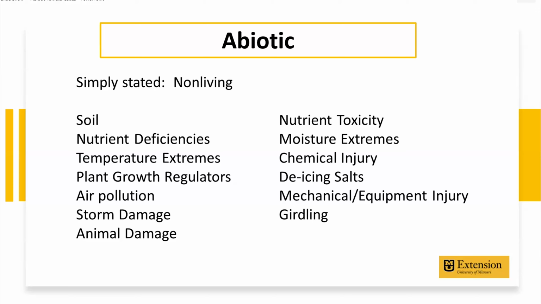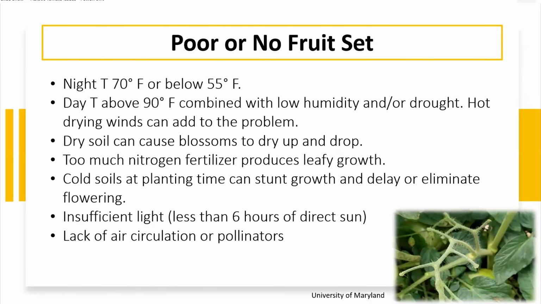So let's look at some of these different types of issues, or actually disorders, that are occurring that are abiotic that we're probably seeing in our tomatoes as of right now. So we can have a lot of poor or no fruit set, and there's multiple reasons as to what that could be. We could have nighttime temperatures that are going to be above 70 degrees or below 55 degrees Fahrenheit. And this past couple of weeks, we've been pretty close to that 55, or at least where I am. I know we got down to about 58 one evening.